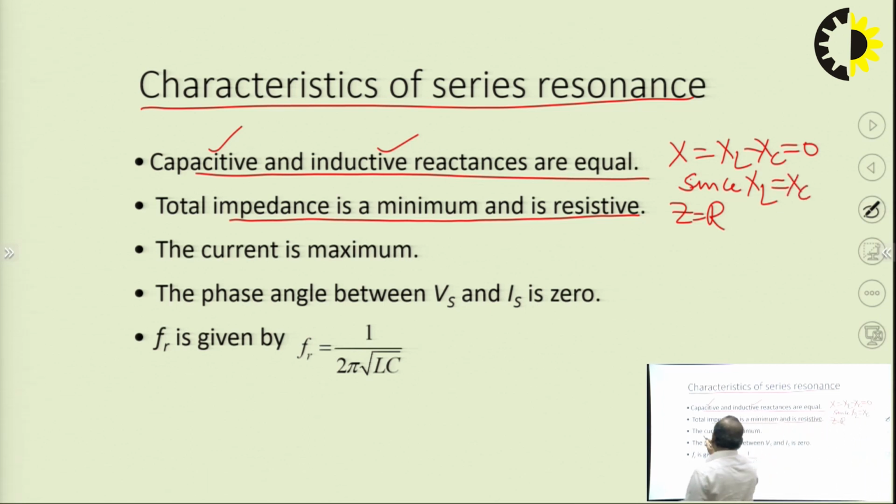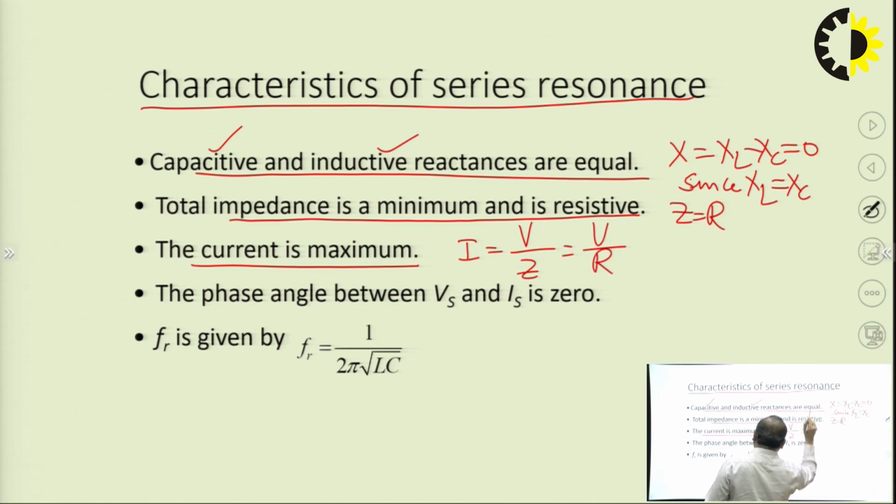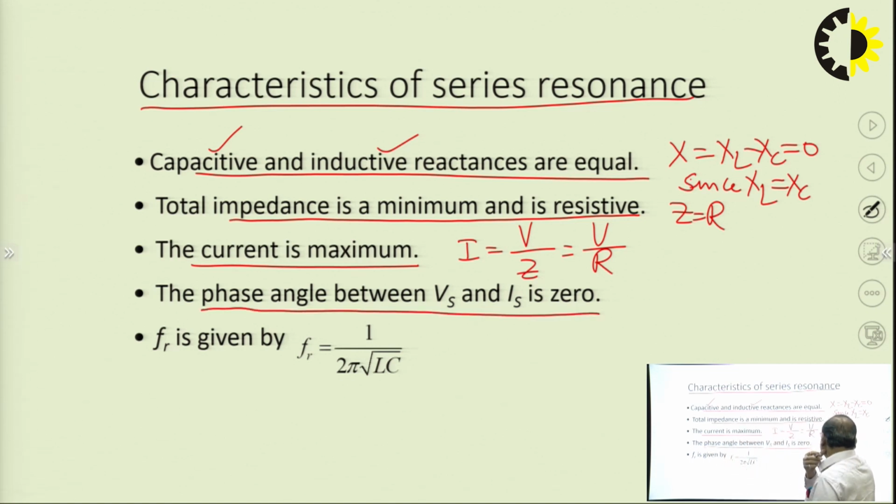So, the current becomes maximum since impedance becomes minimum. So, current becomes maximum due to minimum impedance. Phase angle between supply voltage and supply current is 0. That is the condition of resonance again. Due to this, power factor will become 1.